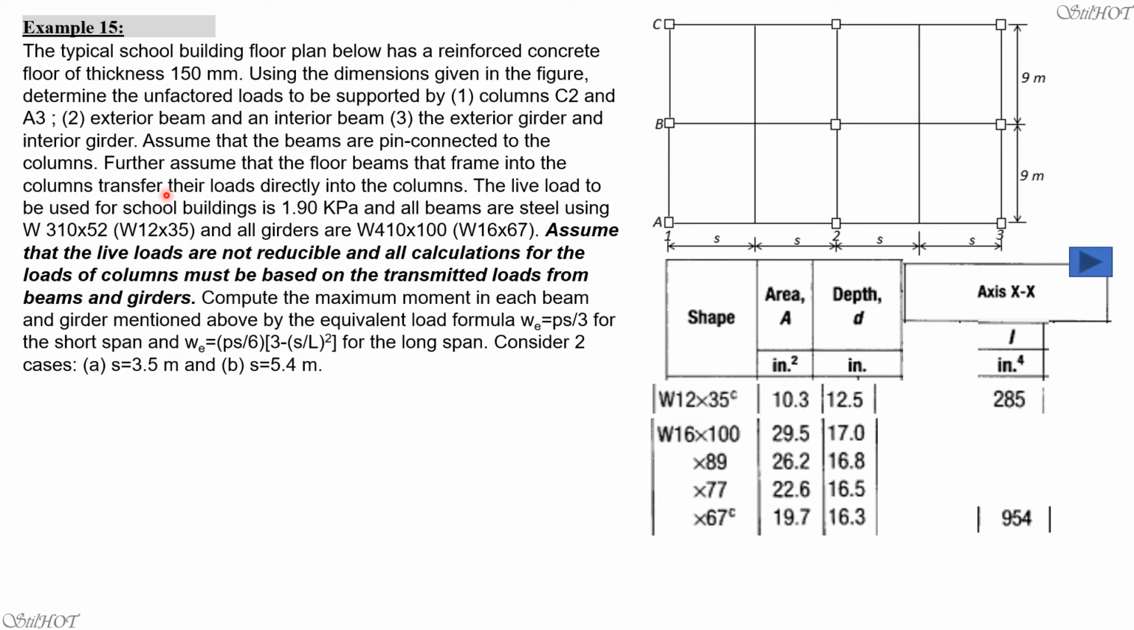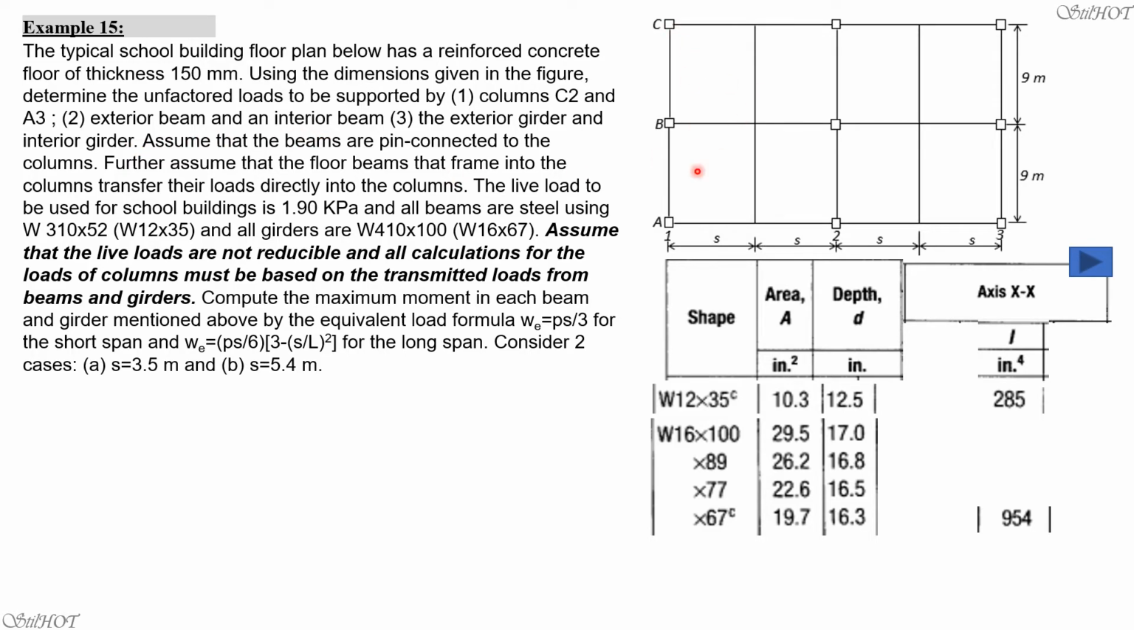So let's have example 15. The typical school building floor plan has a reinforced concrete floor of thickness 150 mm. Using the dimensions given in the figure, determine the unfactored loads to be supported by column C2, which is this one, and column A3, which is this, and the loads on exterior beam and interior beam.